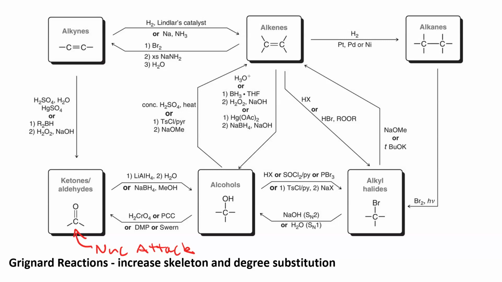So when we think of synthesis, we want to think of starting from something simple, like an alkane with a few carbons in it, to making something much more complex. So we'll do some radical halogenation, then we'll change to an alcohol, we'll oxidize it, get a ketone or an aldehyde, and then we'll do a Grignard reaction with that.